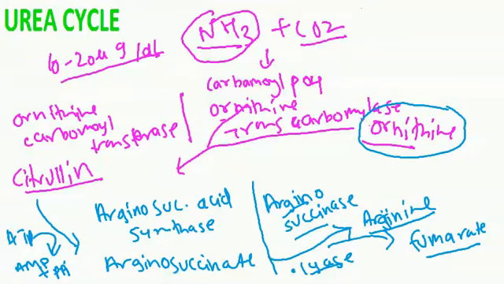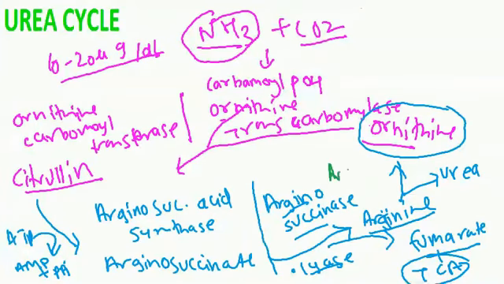The fumarate links the urea cycle to the TCA cycle. So this is an important point. It links the urea cycle to TCA cycle or citric acid cycle, and the arginine continues to form ornithine and urea. And the enzyme acting here is arginase, as arginase lyses arginine to ornithine and urea.